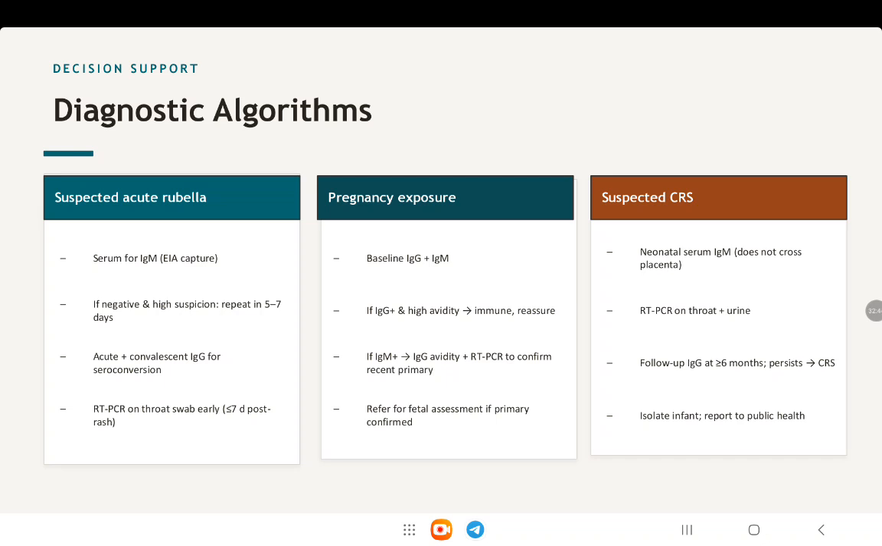For the pregnant woman, we test IgG and IgM at baseline. If IgG is positive, we also test IgG avidity, interpret the results together with IgM, and confirm by PCR. For a suspected neonate with congenital rubella syndrome, we test the neonate for IgM. We can also test urine and throat swab by PCR and follow IgG for more than 6 months. Isolate the infant when found positive and report to public health to control the infection.